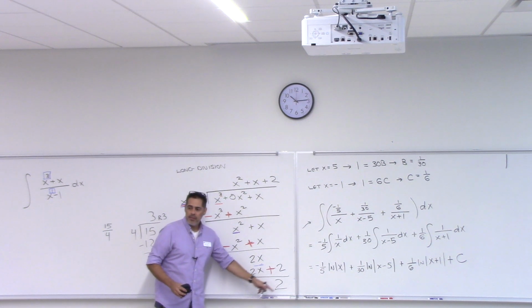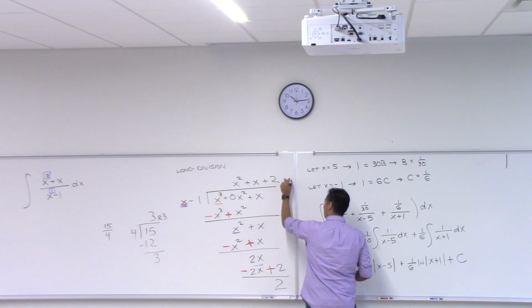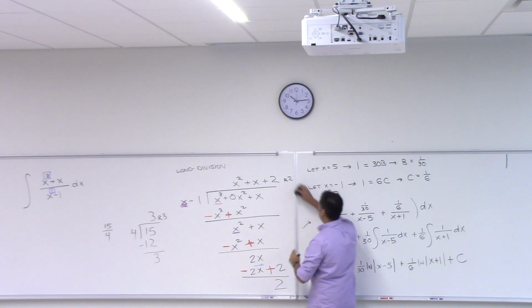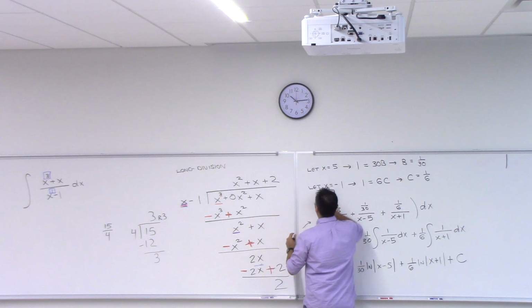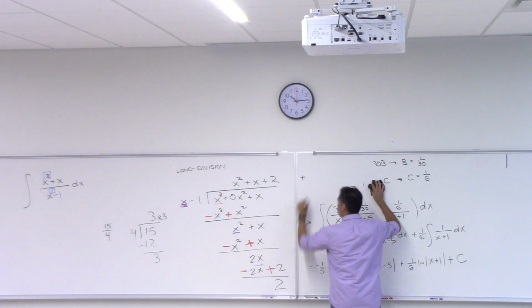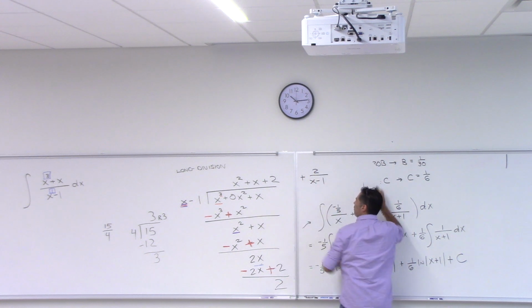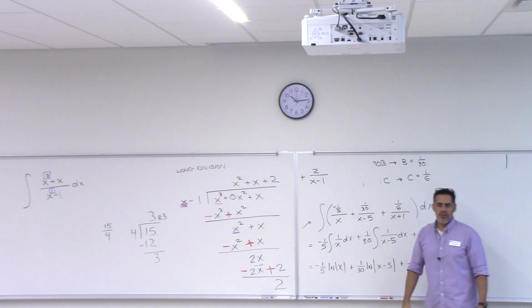So we stop, and that's our remainder, right? So what we write next to this is not R2, right? We don't do that. What we do is this. We write plus the remainder over the divisor.